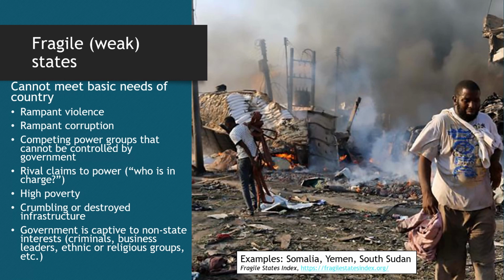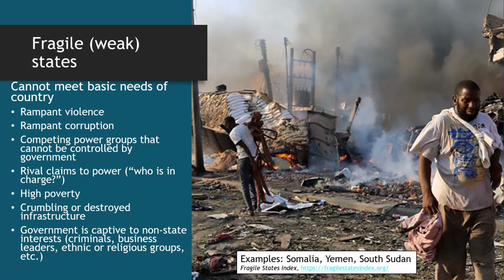So a fragile or weak state will probably have at least some of these characteristics listed here on this slide: rampant violence and corruption, competing power groups that can't be controlled by the government. For example, maybe the case of Nigeria, which you'll look at in your textbook. Nigeria has several armed gangs where in certain areas they control more of the government than the government actually controls. Those kind of things. In some states, it's organized crime that can't be controlled by the government.